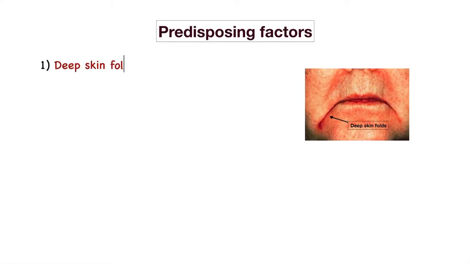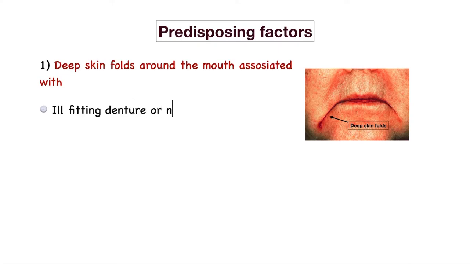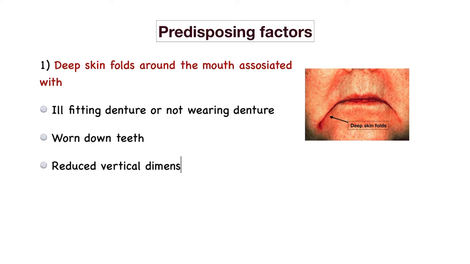Predisposing factors: it is thought to be a multifactorial disorder. Denture wearers and those having missing teeth are mostly affected by angular cheilitis, particularly if the dentures are worn out and are causing overclosure of their mouth. Means if the patient is having reduced vertical dimension of occlusion.